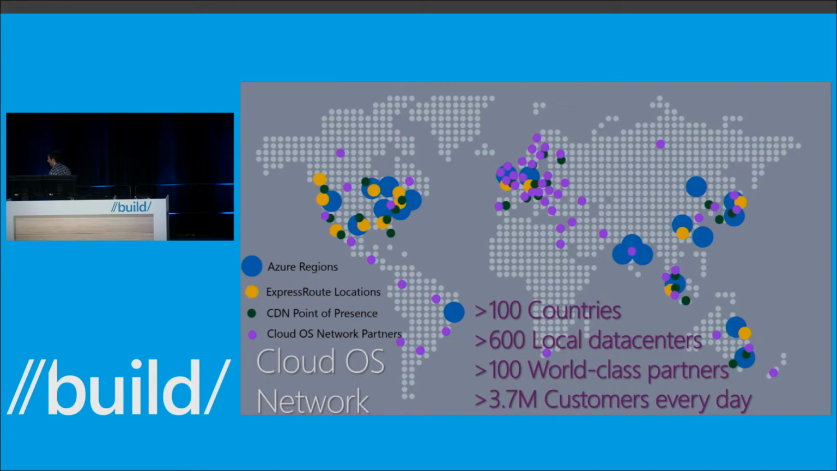We already have more than 100 countries, 600 local data centers, 100 world-class partners, and 3.7 million customers deployed on it every day. So it's a very exciting aspect to our overall story, and the template language really should tie it together. Okay, and so that's the overview section.